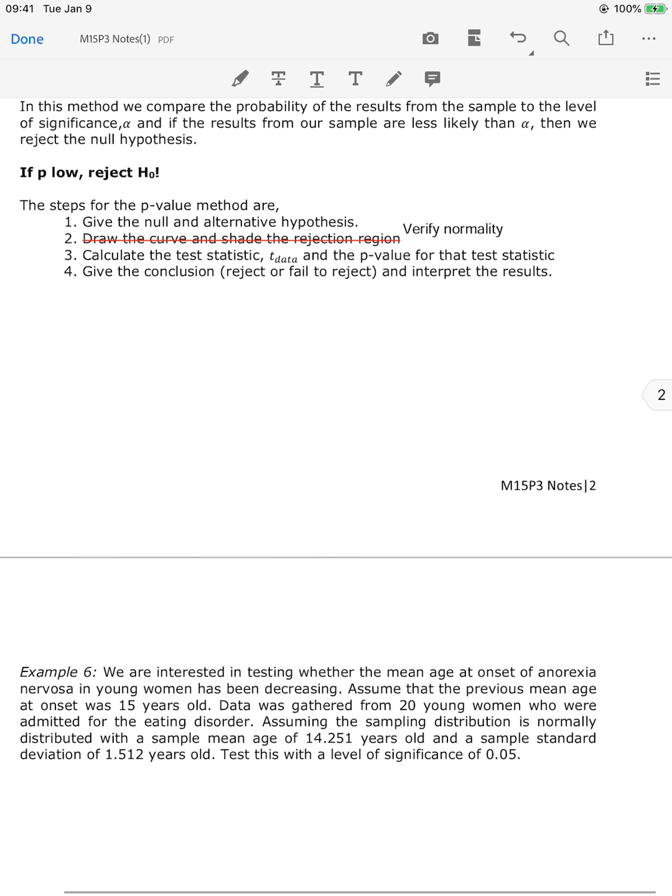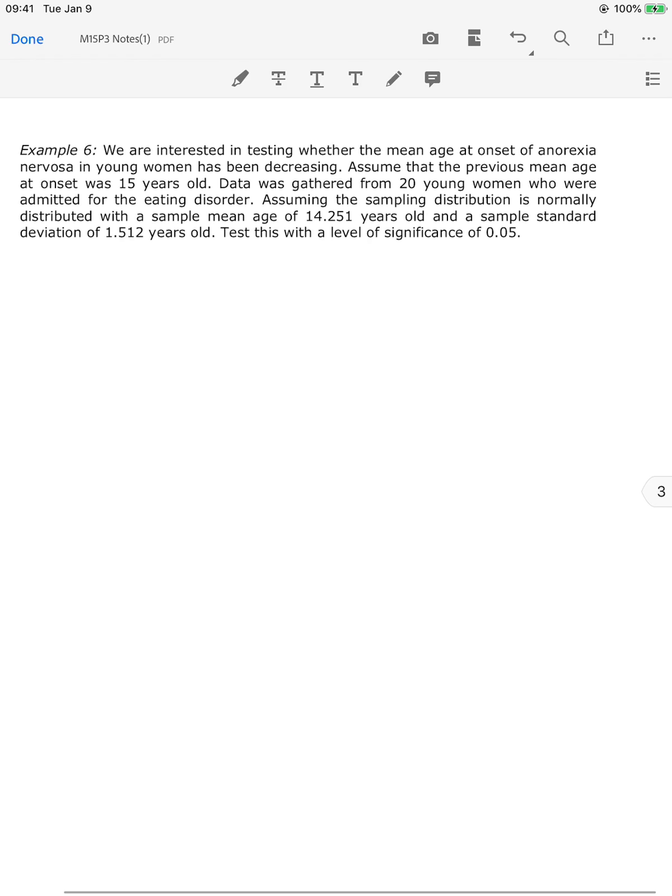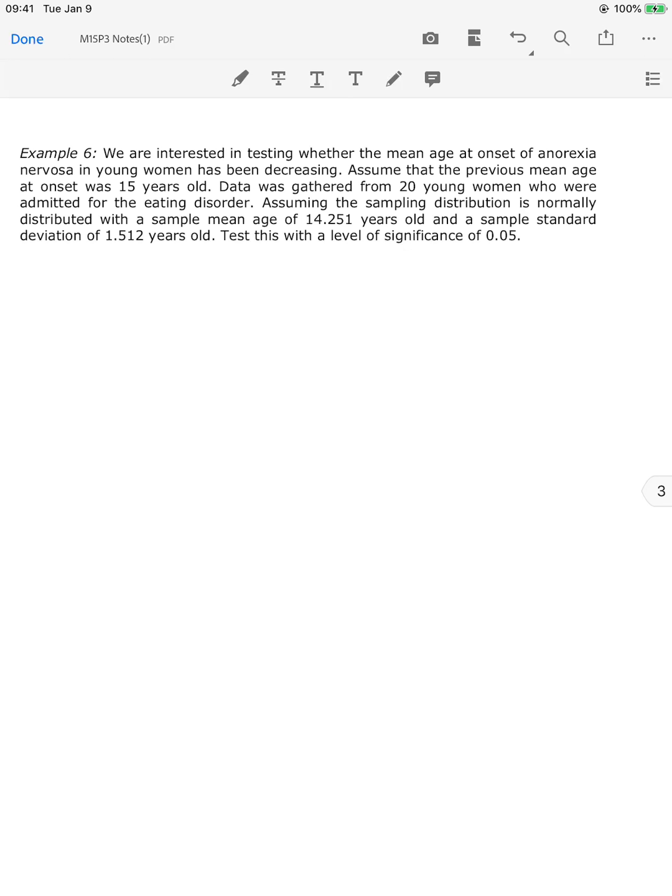So let's go ahead and get into an example. We are interested in testing whether the mean age at onset of anorexia nervosa in young women has been decreasing. Assume that the previous mean age at onset was 15 years old. Data was gathered from 20 young women who were admitted for the eating disorder. Assuming the sampling distribution is normally distributed with a mean age of 14.251 years old and a sample standard deviation of 1.512 years old, test this with a level of significance of 0.05.